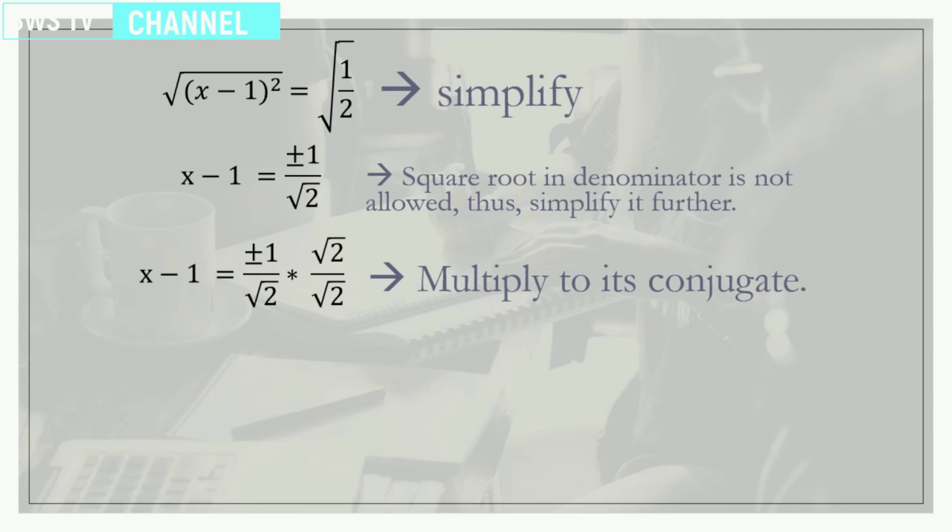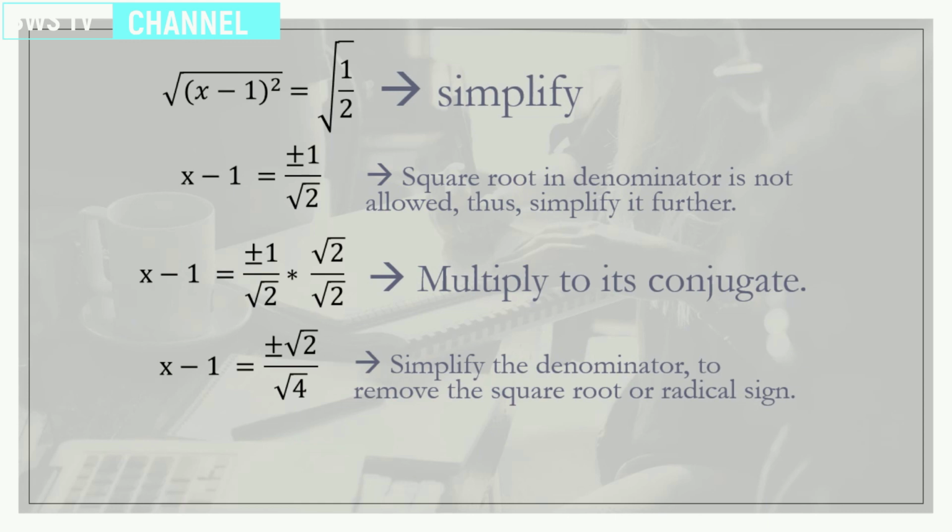So 1 times square root of 2 is still positive negative square root of 2, because any number multiplied by 1 is itself. Now denominator, 2 times 2 is 4, so that will become square root of 4. We will only copy the radical sign or the square root symbol, multiply only the number inside, so 4. Simplify the denominator to remove the square root or radical sign. So square root of 4 is 2. So we have now positive negative square root of 2 over 2.